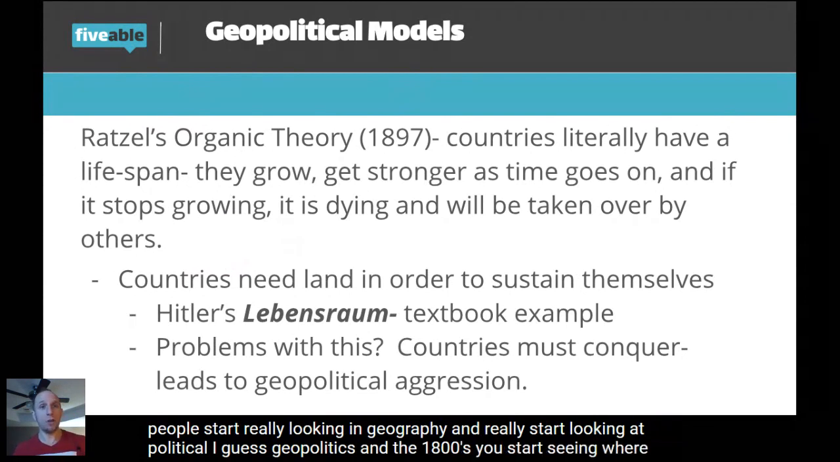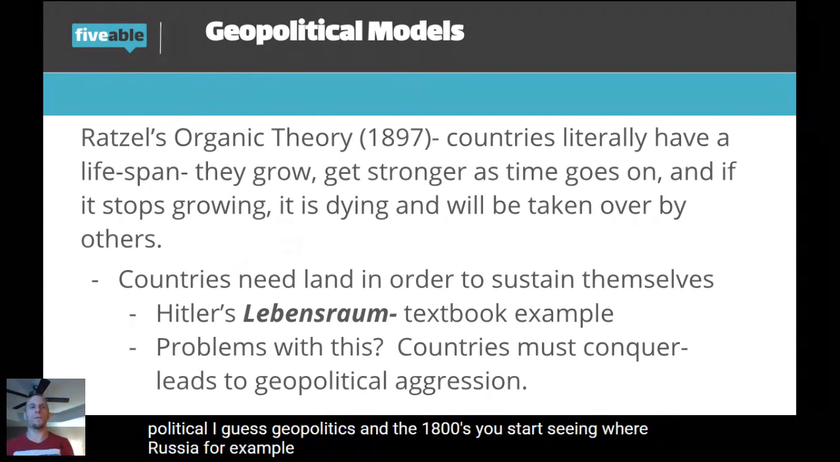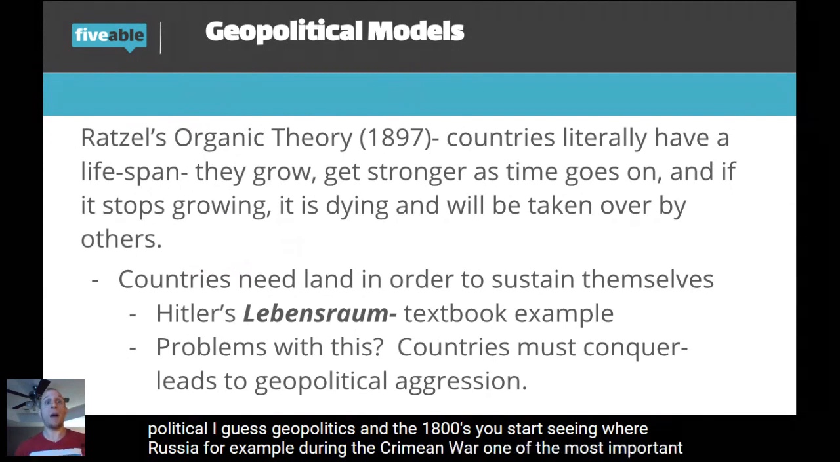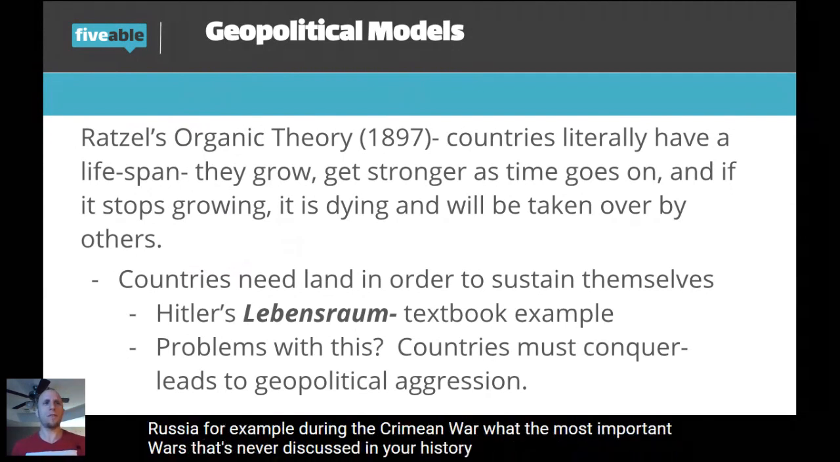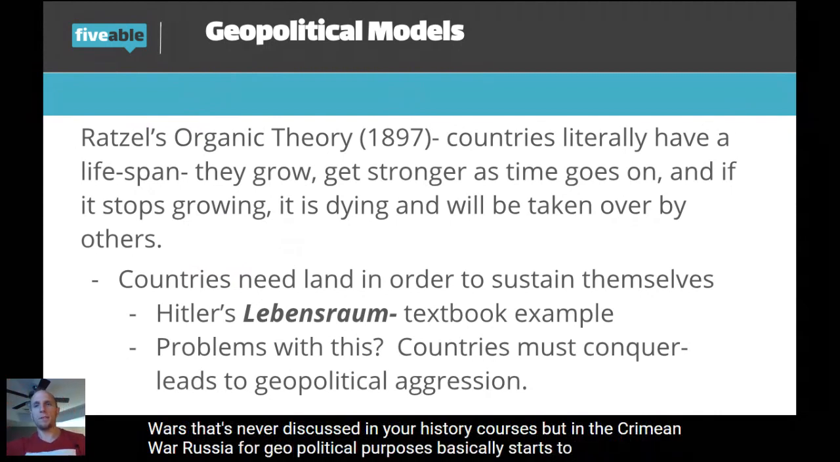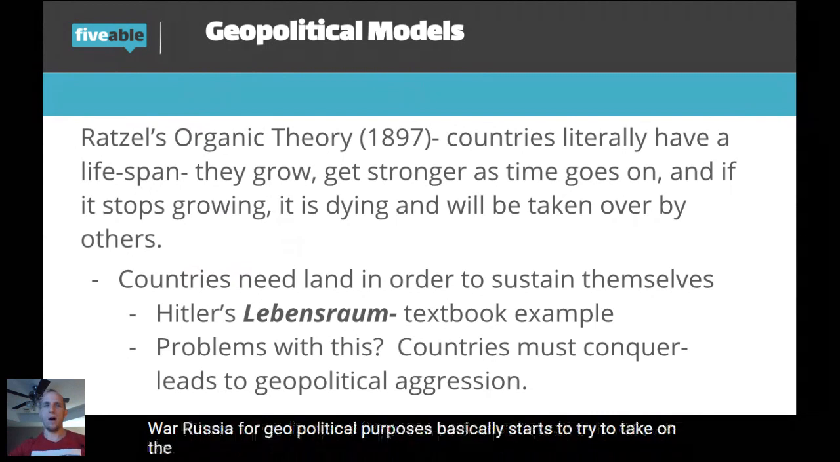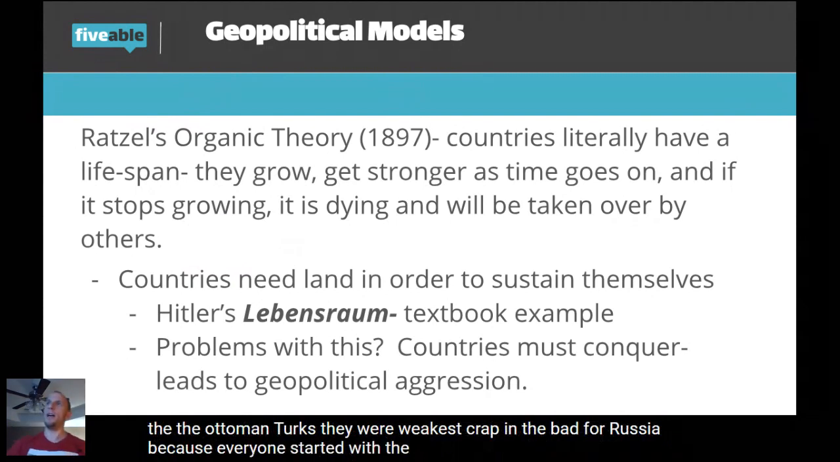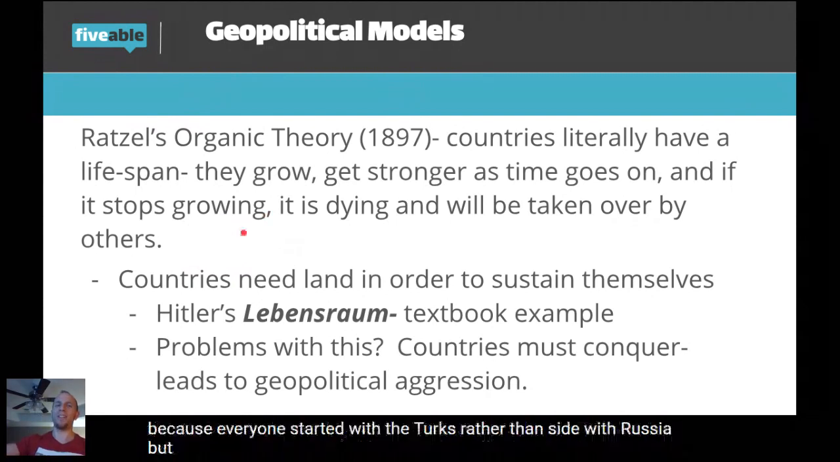People start really looking at geopolitics in the 1800s. You start seeing Russia, for example, during the Crimean War, one of the most important wars that's never discussed in world history courses. In the Crimean War, Russia, for geopolitical purposes, basically tries to take on the Ottoman Turks. They were weak. It ended up badly for Russia because everyone sided with the Turks rather than Russia.